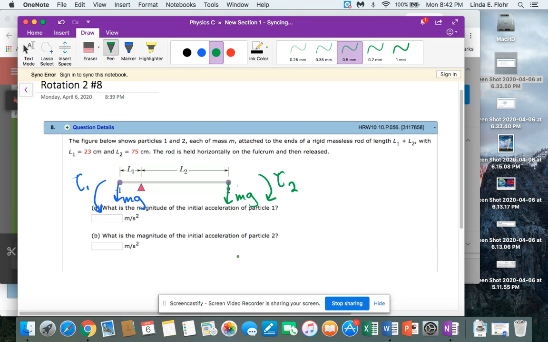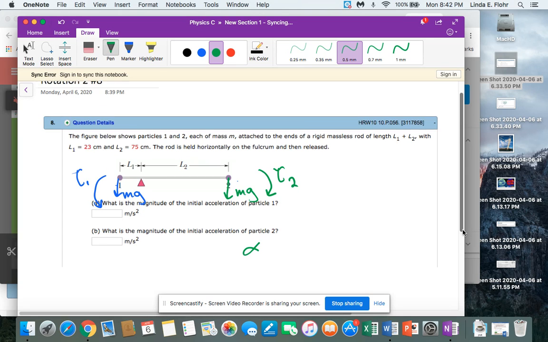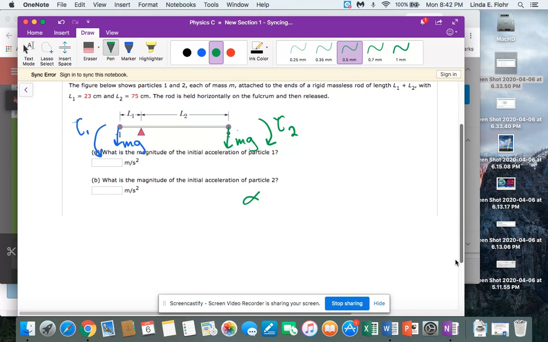And the question is, what's the initial acceleration of particle 1 and particle 2? Well, the linear acceleration of those two particles is going to be different, but since they're a part of the same rotating system, their alpha will be the same. Remember, alpha is going to be measured in radians per second squared. So this basically boils down to Newton's second law of rotation: the sum of the torques equals I alpha.